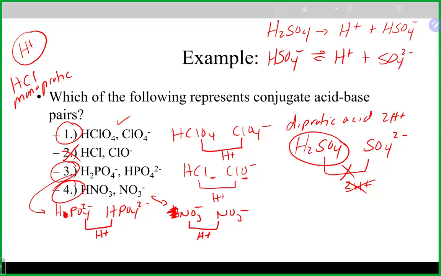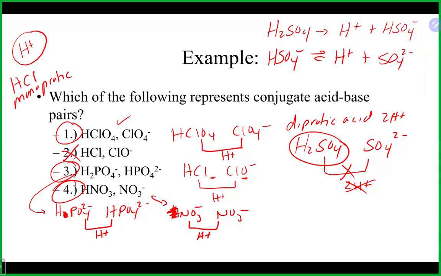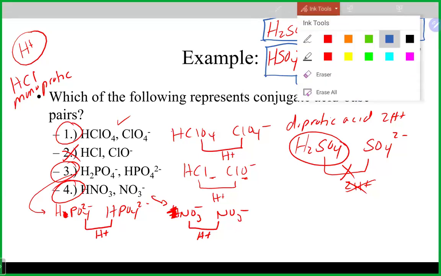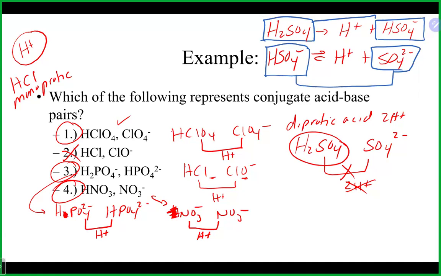And that is why, for example, if we were looking at pairs, this guy here and this guy, these guys are pairs. They're only one H plus apart. This guy here and this guy here are also going to be pairs because they are only one H plus difference apart. But again, if we try to jump straight from here to here, they are not going to be pairs because it's basically two steps down the road and two H plus differences. Any questions on that?